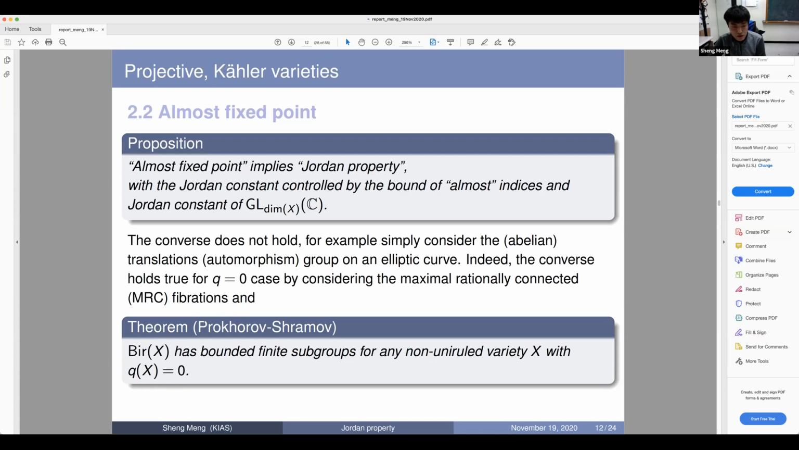However, the converse holds true for the irregularity equal to 0 case by considering the MRC fibration, and the following stronger result by Prokhorov and Shramov. By looking at the birational automorphism of the base of the MRC fibration, they show that the base is non-uniruled, and the birational automorphism group of a non-uniruled variety with q equal to 0 has even bounded finite subgroups. So this is roughly several early results. Any questions?